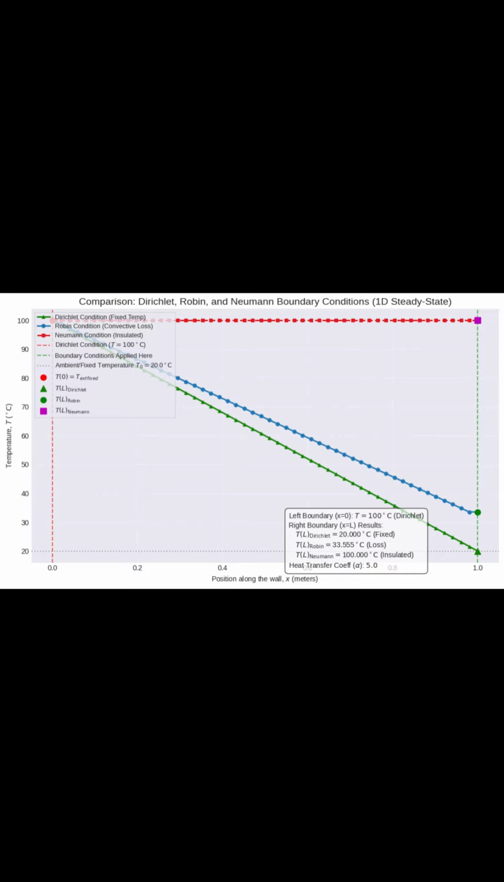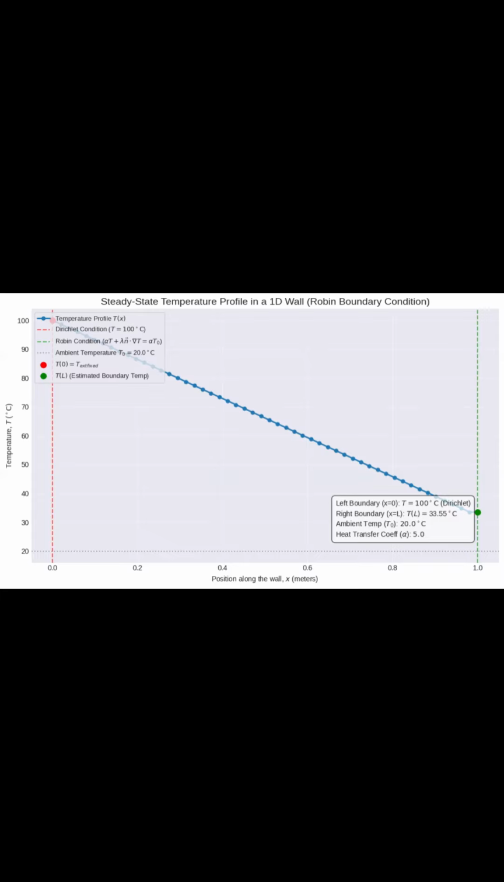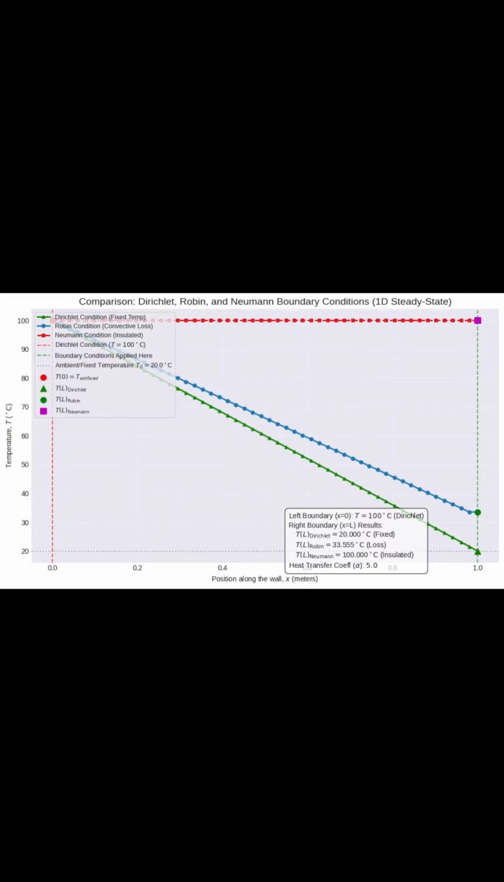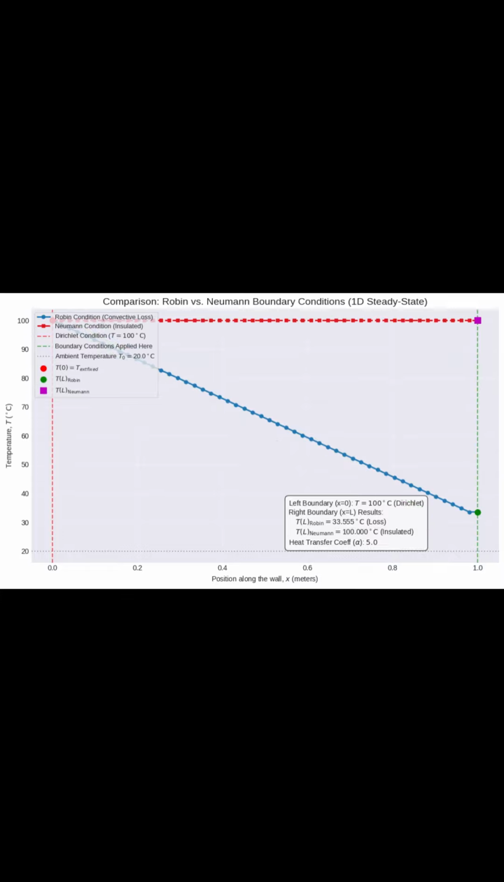Think about the two extremes. You've got the Dirichlet condition, which is like max cooling, maybe down to 20 degrees. Then you've got the Neumann condition, perfect insulation, so zero heat flow and the highest possible temperature, say 100 degrees. Robin models actual convection, like air cooling, and lands right in that sweet spot in the middle, giving you a sensible result, like 33 degrees.